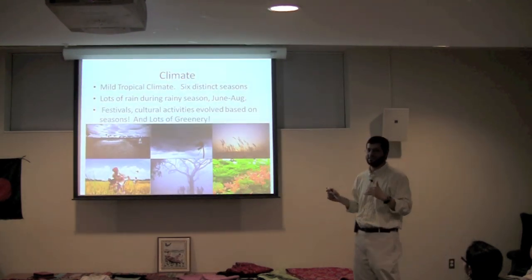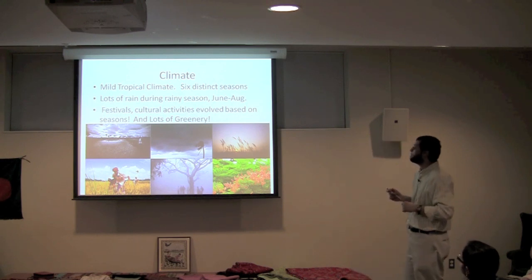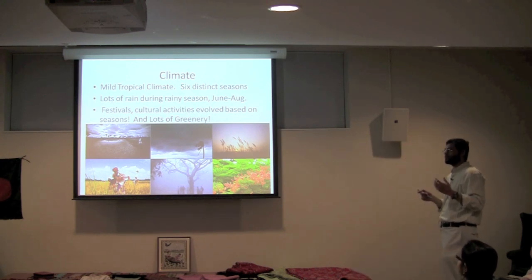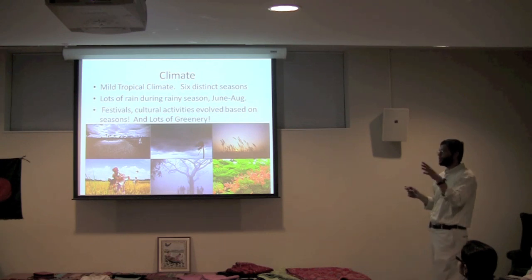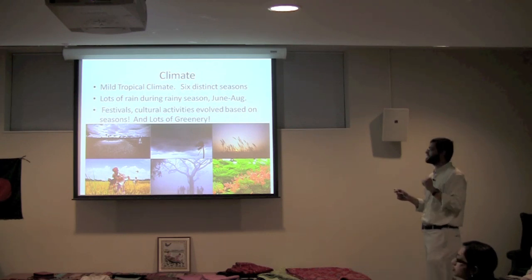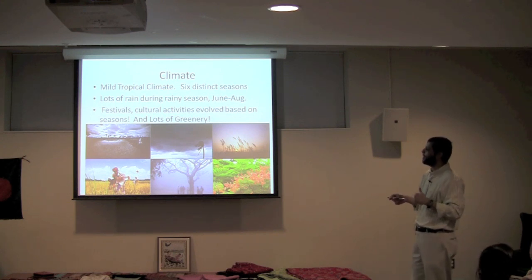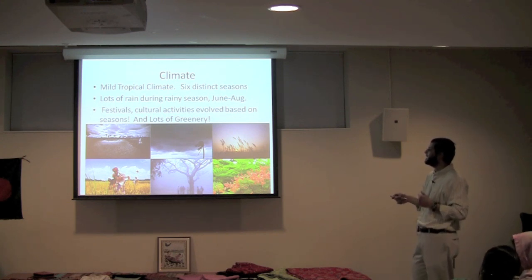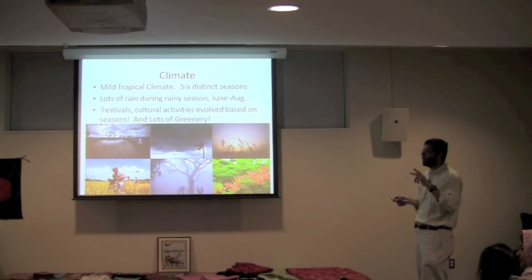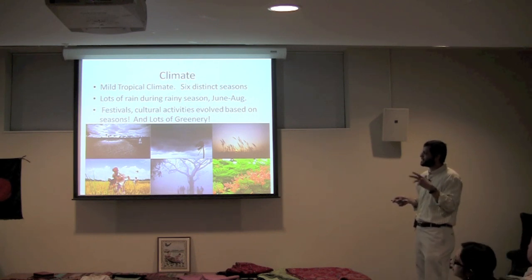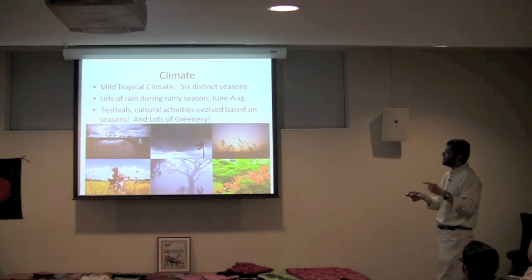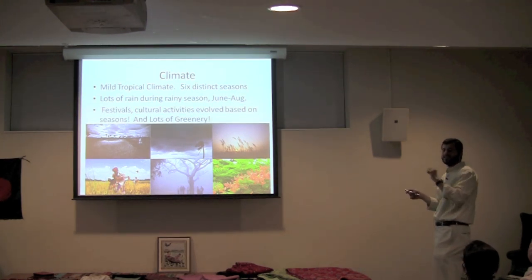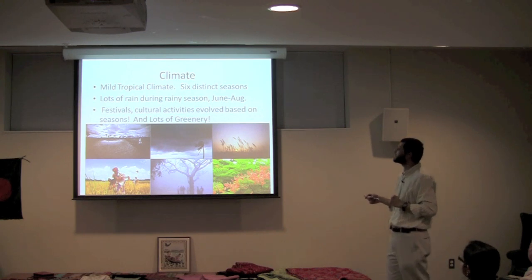Okay, the climate of Bangladesh. We have 6 official seasons. For example, this one is the hot season, the rainy season, and we have 2 variants of autumn. Then we have the winter, and then we have the spring. And these 6 pictures here represent the various seasons of the country.